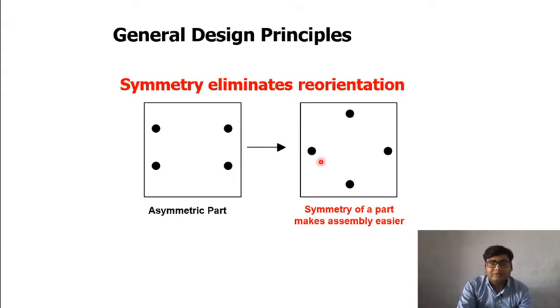So instead, make your part symmetrical, so he can put it in any direction, and there will always be correct orientation of this hole. This is an example of poka-yoke. This is an example of mistake proofing, because every alignment is correct, there is nothing wrong here, and it makes assembly much easier.